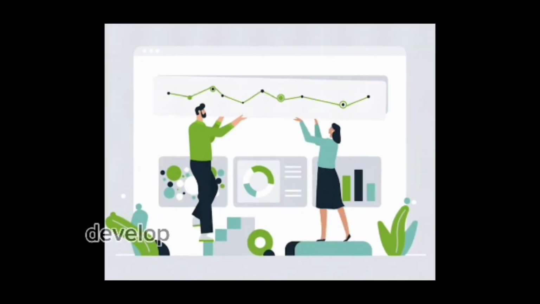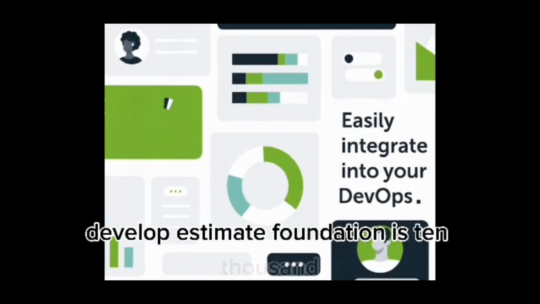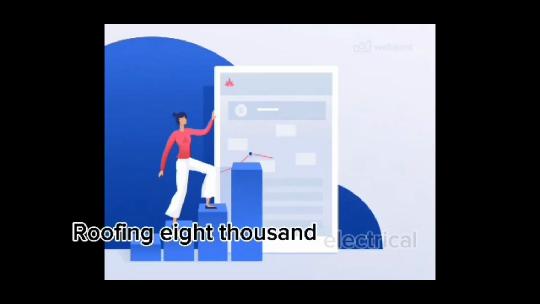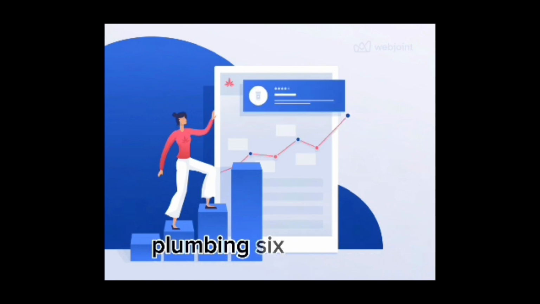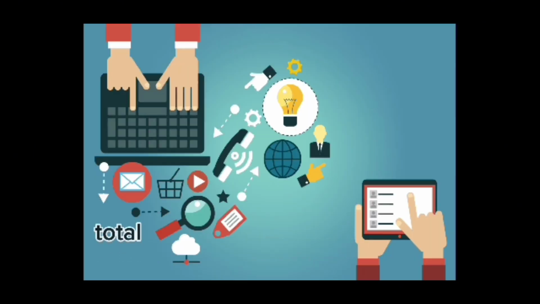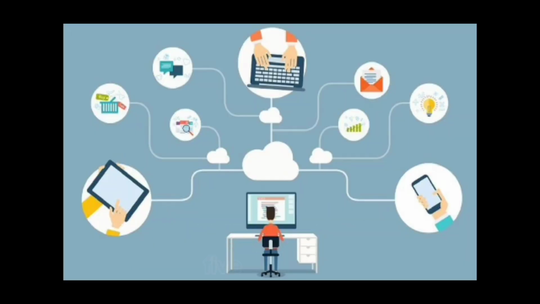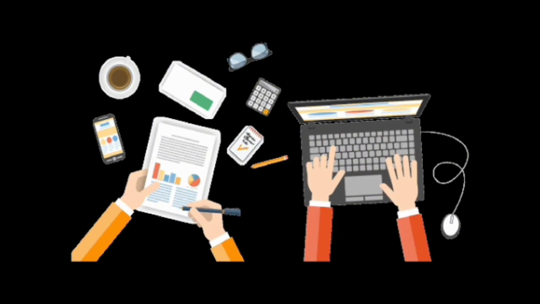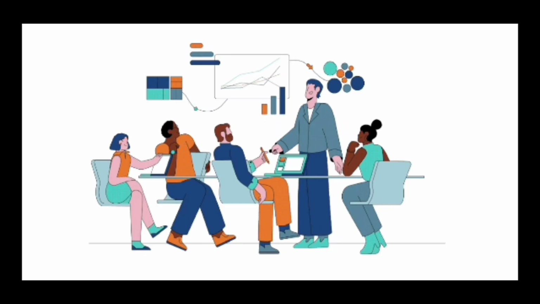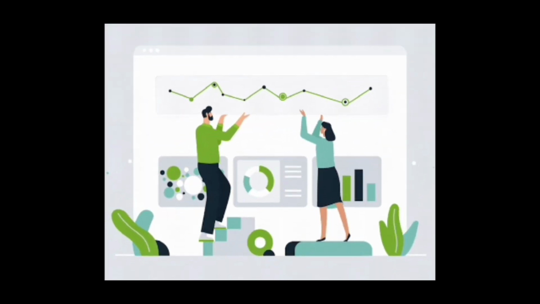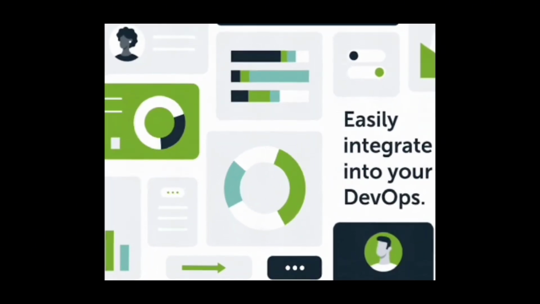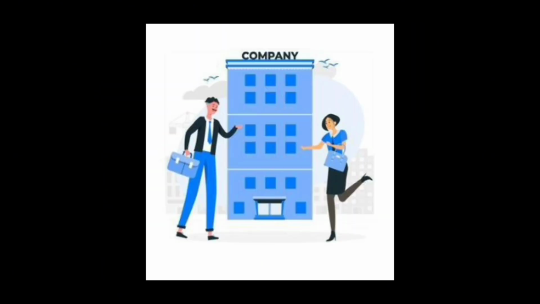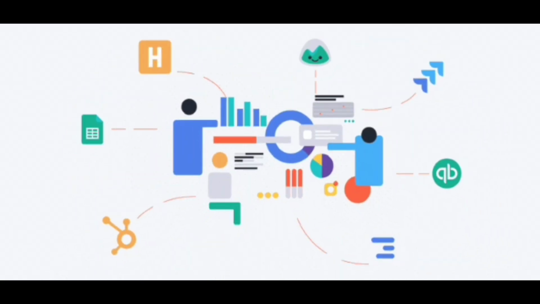judgment. Develop estimate. Foundation is 10,000, framing 20,000, roofing 8,000, electrical 5,000, plumbing 6,000, 7,500. Total estimated cost is 82,500. Review and refine. Review the estimate with experts and stakeholders. Adjust based on feedback and additional data. For number 6, document and present. Prepare a detailed cost estimation report. Present to stakeholders for approval.